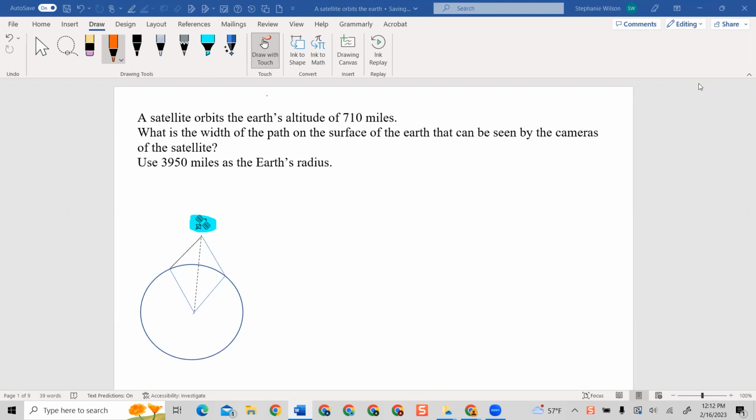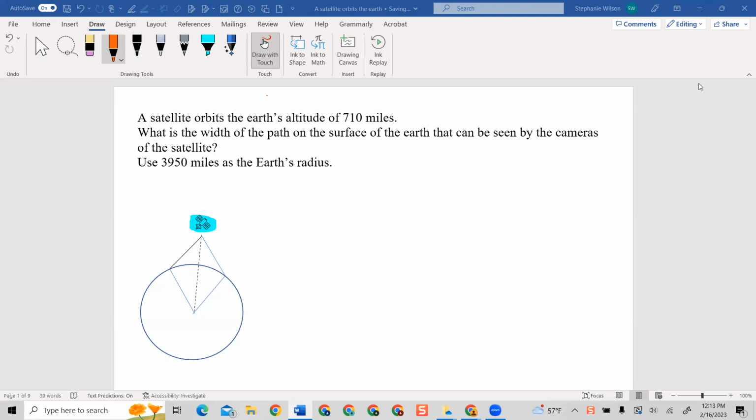In this drawing, I drew a sketch of the Earth and I drew the radius and I put the satellite floating above, and you can see the 3D image going back down to the Earth. This will help me label and be able to solve this equation.